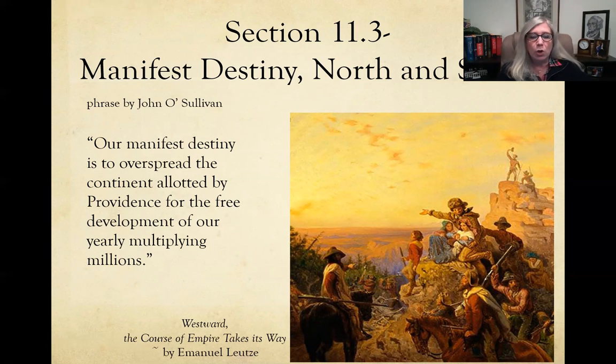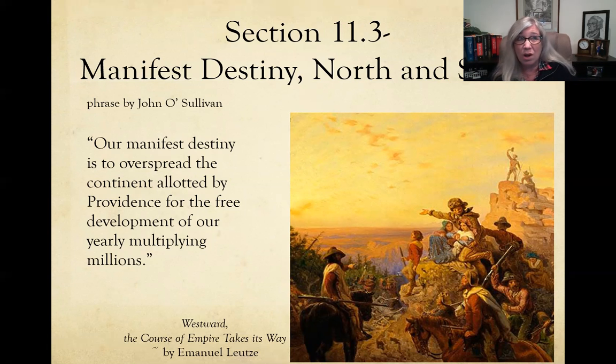So John O'Sullivan, who was a newspaper writer, made up this or used this phrase, and it just caught on. Look what he had to say. Our manifest destiny is to overspread the continent allotted by providence. Providence is another word for what? Providence is another word for God. Our manifest destiny is to overspread the continent allotted by God or providence for the free development of our yearly multiplying millions. By the 1840s, we have a large number of immigrants moving into the United States.